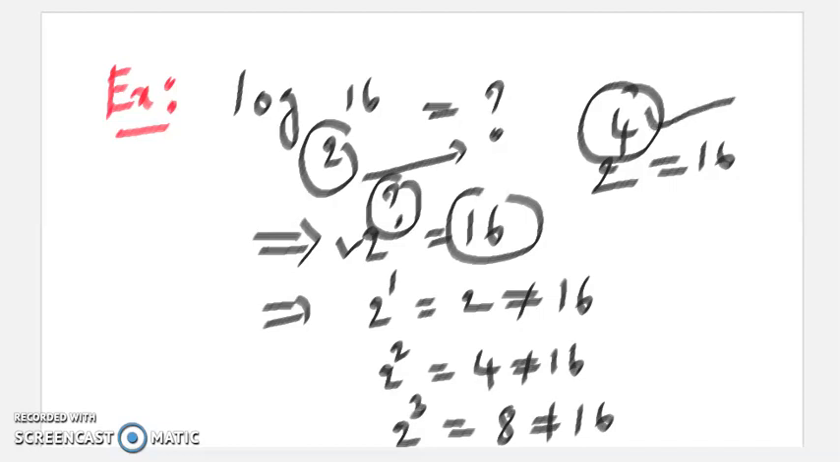So we conclude that logarithm of any positive value with any base can be transformed into exponential form. Then only we are going to solve each and every problem. Clear that? Very good. Coming to the next one.